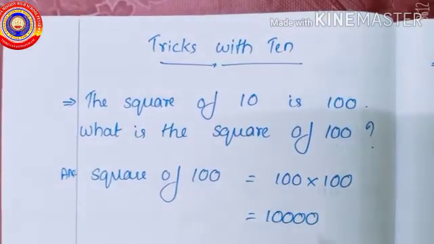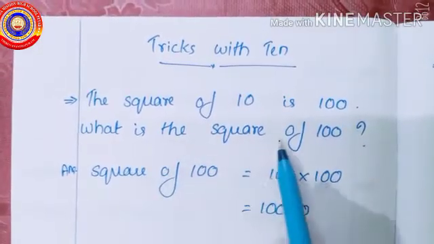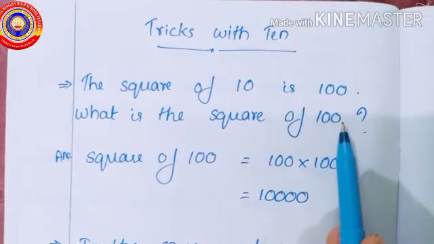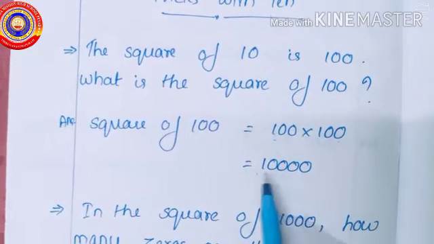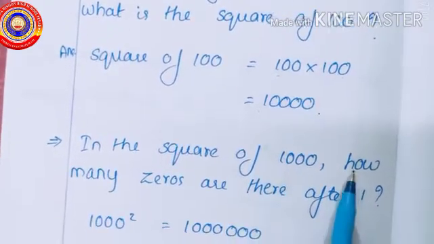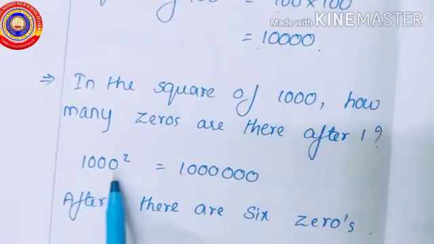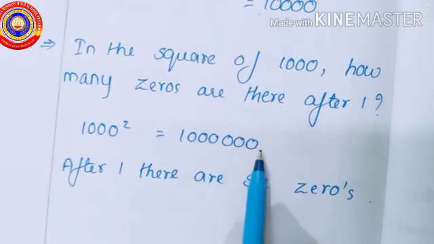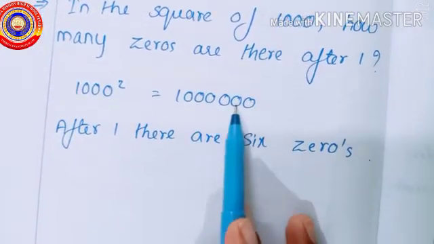Next topic is tricks with 10. The square of 10 is 100, right? Then what is the square of 100? Square of 100 is equal to 100 into 100. That is equal to 10,000. In the square of 1000, how many zeros are there after 1? 1000 square is equal to 10 lakh. Here after 1 there are 6 zeros.